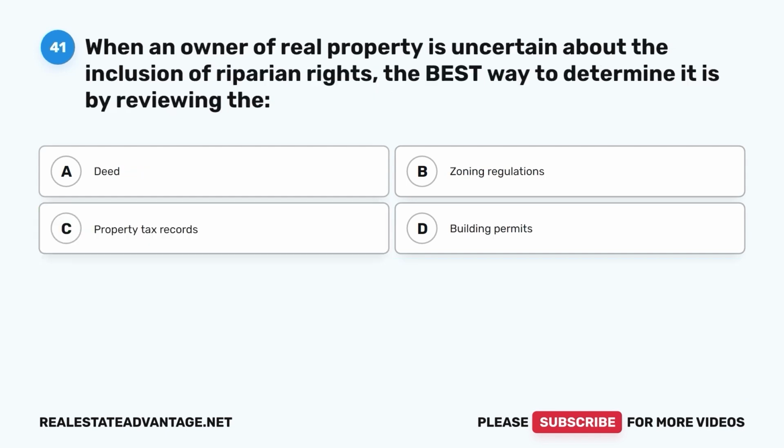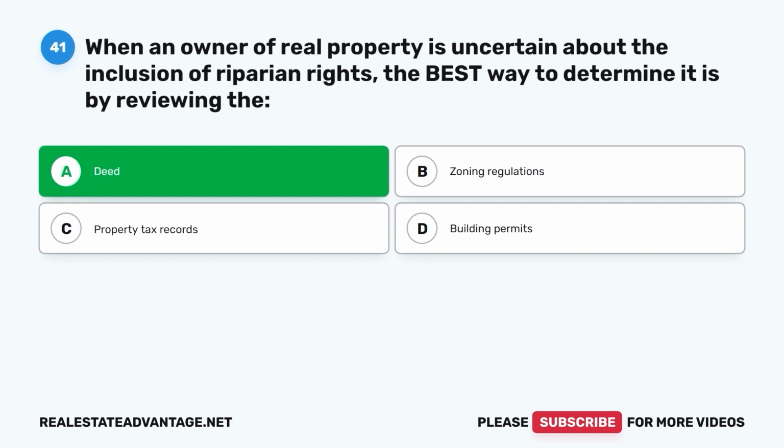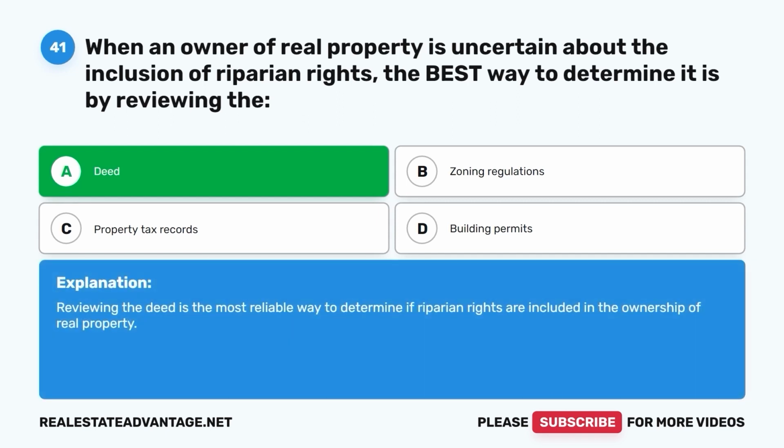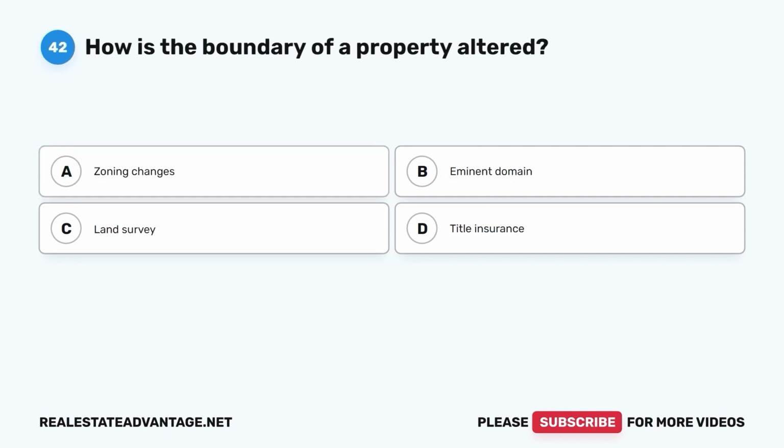Question 41. When an owner of real property is uncertain about the inclusion of riparian rights, the best way to determine it is by reviewing the A. Deed, B. Zoning regulations, C. Property tax records, D. Building permits. The correct answer is A. Deed. Reviewing the deed is the most reliable way to determine if riparian rights are included in the ownership of real property. Question 42. How is the boundary of a property altered? A. Zoning changes. B. Eminent domain. C. Land survey. D.